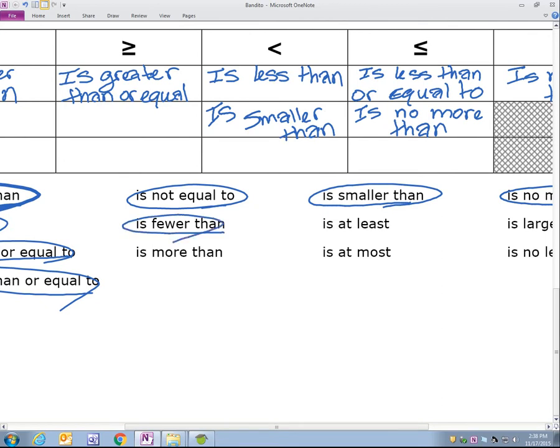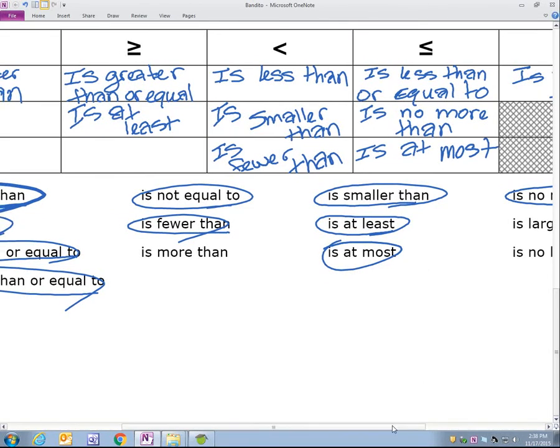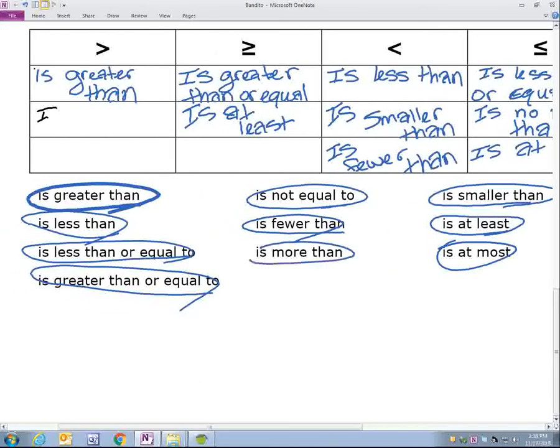Is fewer than. Is at least. Is at most. Is more than.